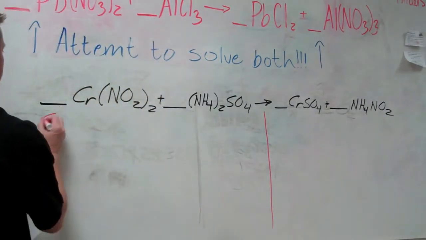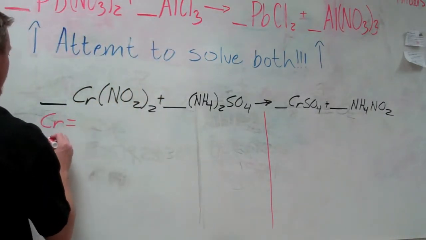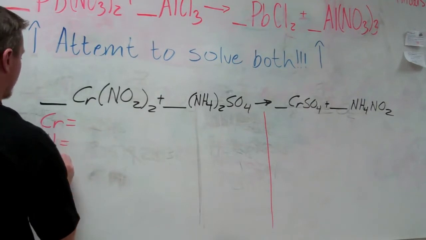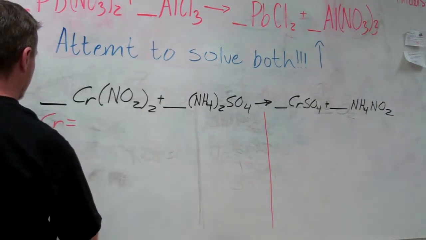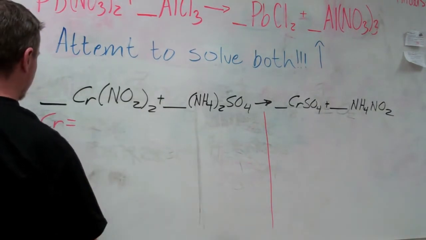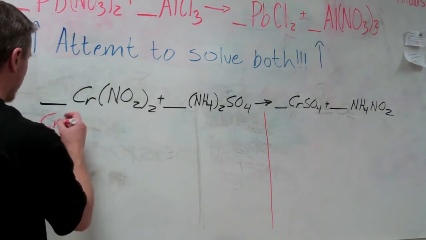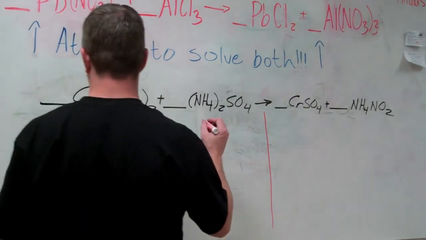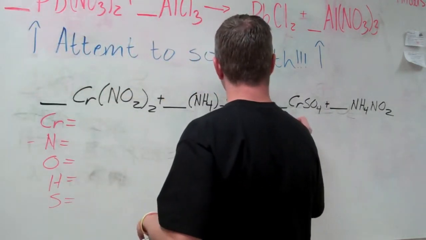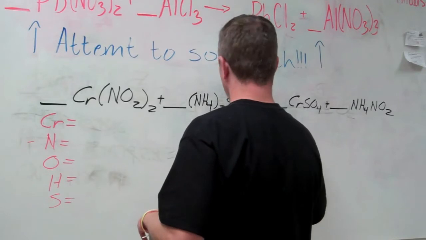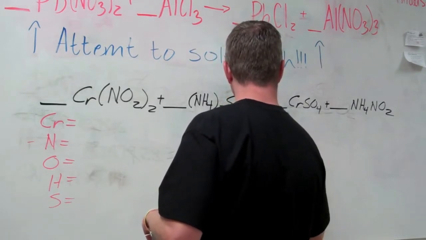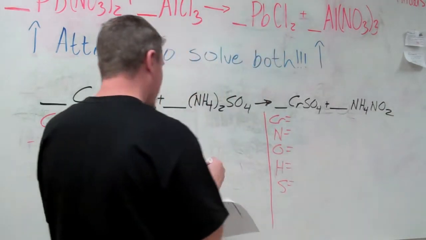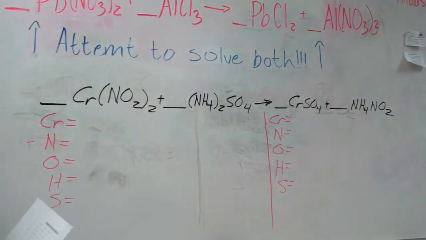Okay, so I have chromium, I have nitrogen, I have oxygen, nitrogen repeats, hydrogen is here, sulfur. So I got 1, 2, 3, 4, 5 elements. So over here, chromium, nitrogen, oxygen, hydrogen, sulfur. Okay, a few things that I'm thinking when I look at this. First thing I think is, yuck.